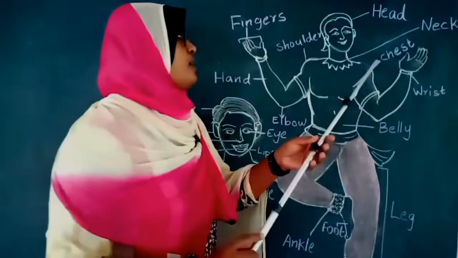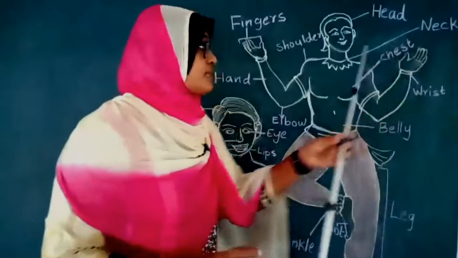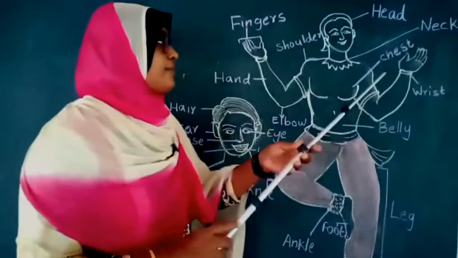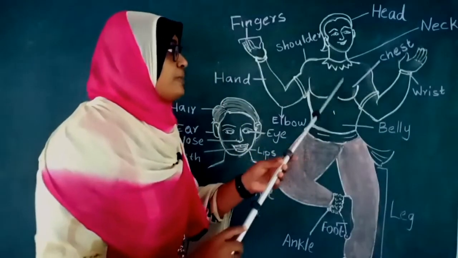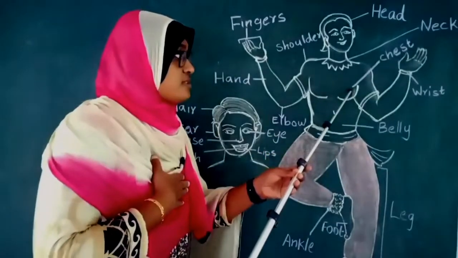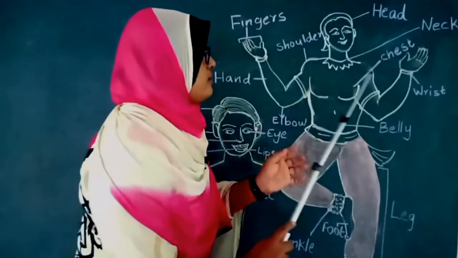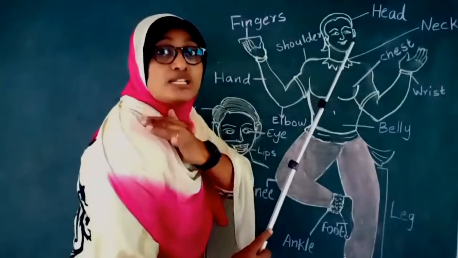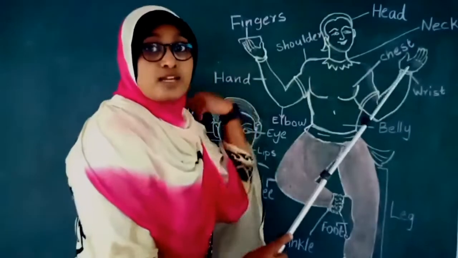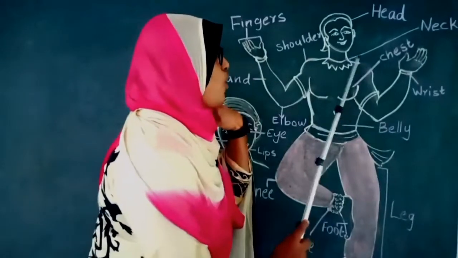And here, this is his neck. N-E-C-K, neck. And the next one, below the neck, this is his chest. And here, this is his shoulder. We have two shoulders. These are his shoulders.